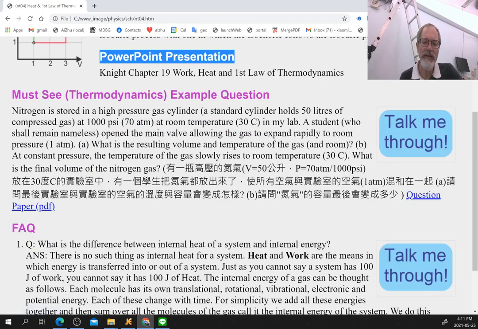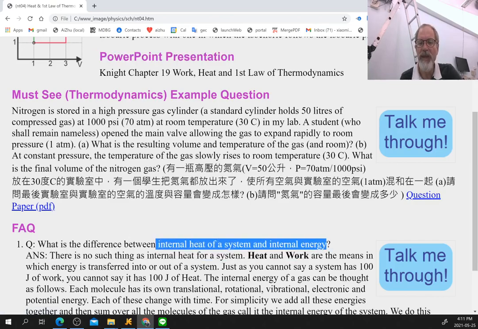And finally, we'll talk a little bit about the difference between the internal heat of a system and internal energy. What do these terms mean? So that's the plan for today.